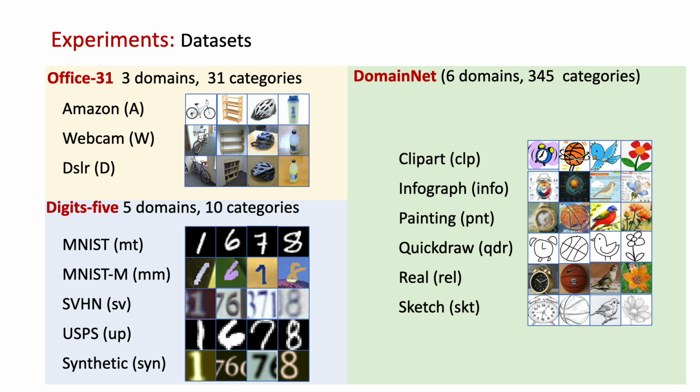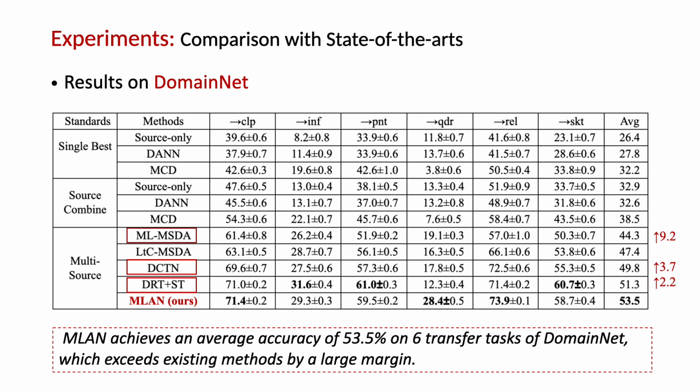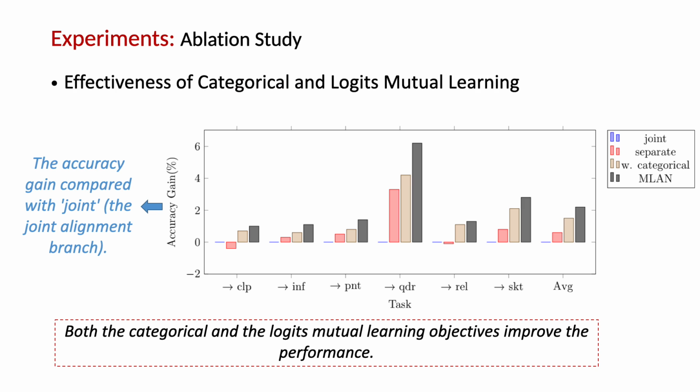We conduct experiments on three commonly used datasets, including Office-31, Digits-Five, and DomainNet, to compare the proposed method with existing ones. MLAN achieves an average accuracy of 53.5% on 6 transfer tasks of DomainNet, which exceeds existing methods by a large margin. This shows that combining the two domain alignment mechanisms is useful, and the superiority of the mutual learning module in our method.